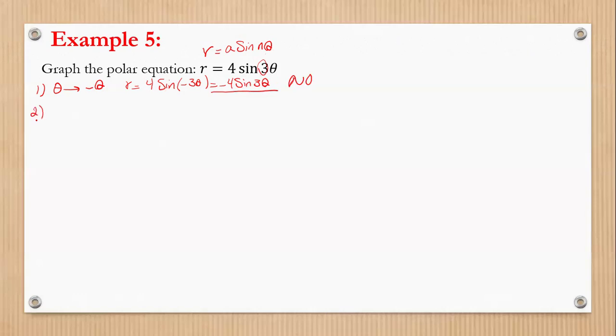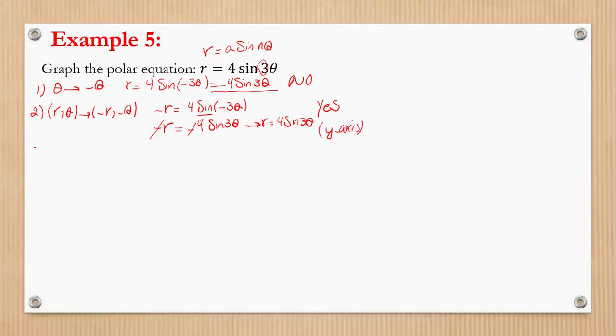Is it symmetric about the y-axis? Let's replace r and theta with negative r and negative theta and see what happens. So we have negative r equals 4 sine of negative 3 theta. Sine is an odd function, so I can move the negative out, because the sine of negative 3 theta is exactly the same as negative sine of 3 theta. Now, since I have two negatives, I can cancel them, and I will have the same equation as I had. So the answer is yes, it's symmetric about the y-axis.